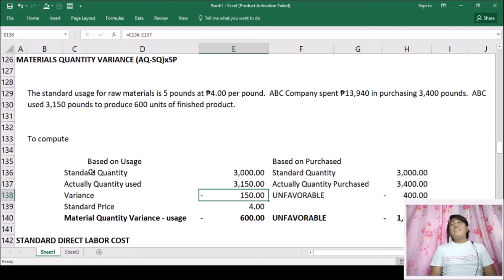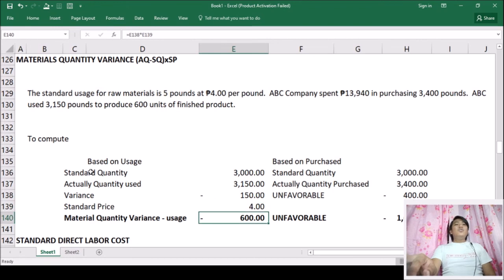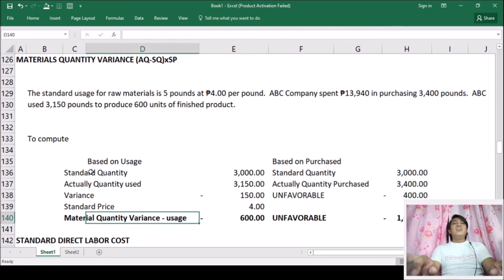This is already unfavorable variance because you expect to use only 3,000, but then what you actually used is 3,150. So there is a negative 150 unfavorable variance. Then multiply that variance to the standard price of 4 to come up with the material quantity variance usage, which is 600. Kung ako tatanungin, ito talaga ang exact na answer.